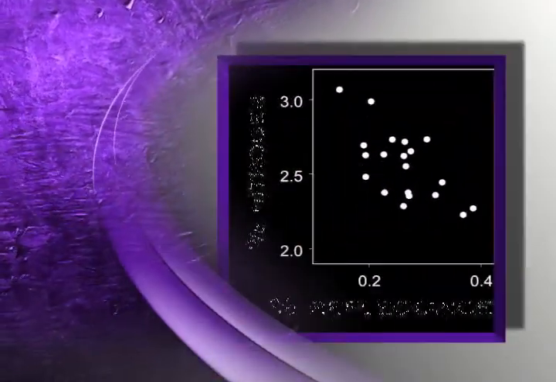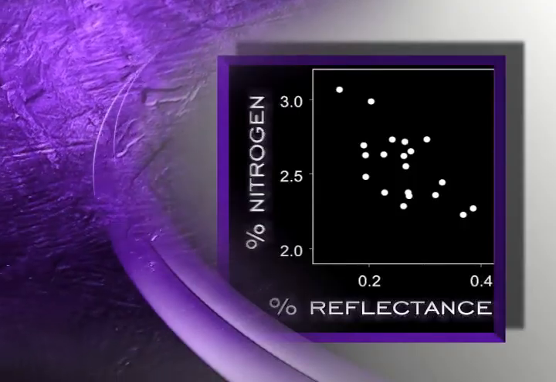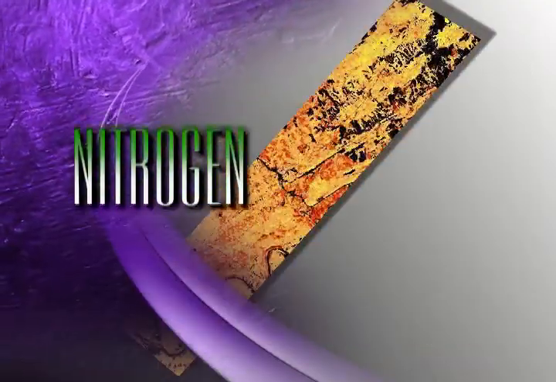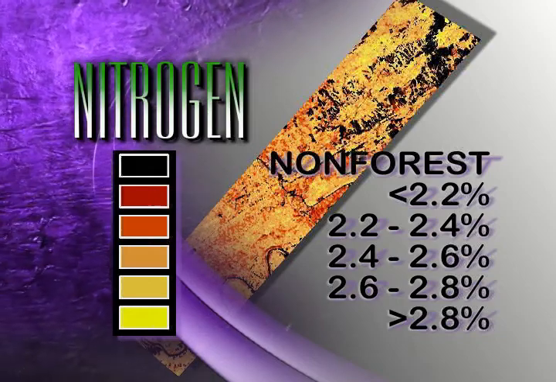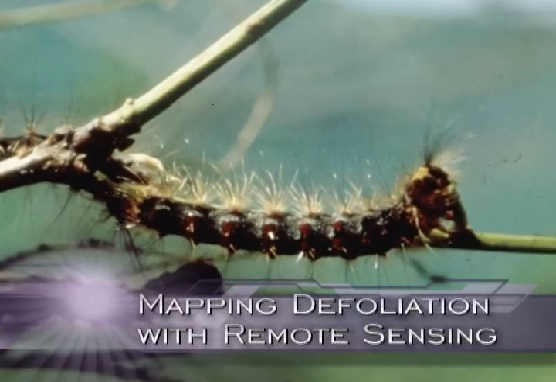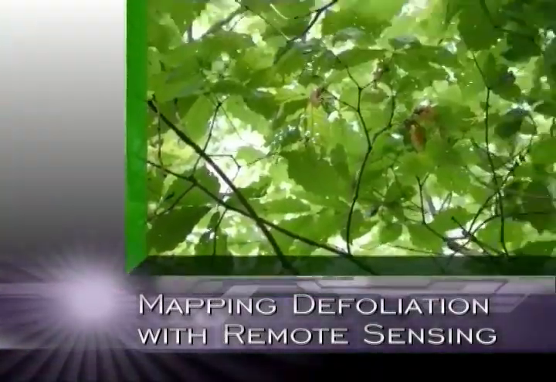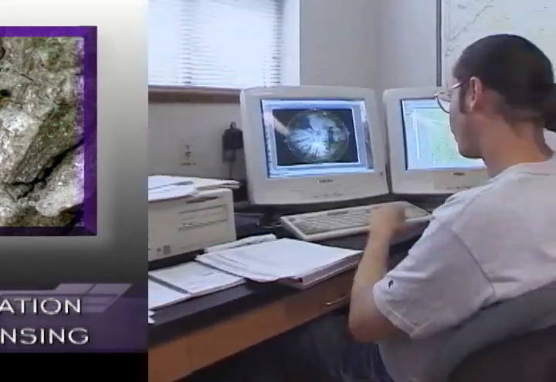We're looking for those types of relationships, correlations between the ground measurements and the intensities on the satellite images to see if we can then use that information to map what we're interested in. We're using remote sensing to map the distribution of defoliation by gypsy moths in the oak forests of the Appalachian Mountains. We assess gypsy moth defoliation basically two ways.